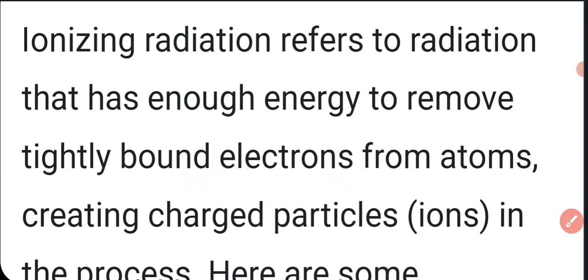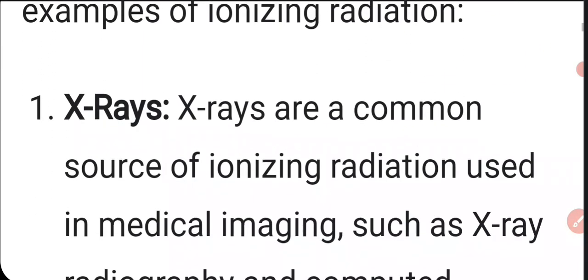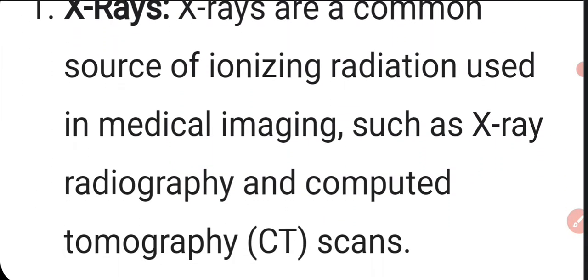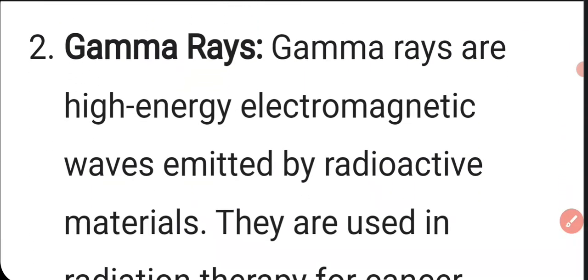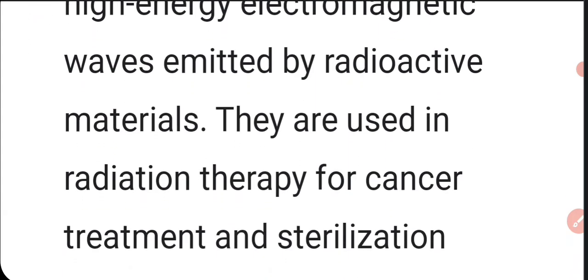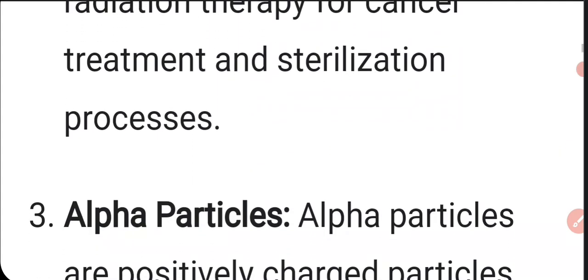In this video we will understand some examples of ionizing radiations, like X-rays. We utilize them for medical imaging, in X-ray radiography, CT scans. Then gamma rays. Gamma rays are highly energetic electromagnetic waves emitted by radioactive materials. They are used in radiation therapy for cancer treatment and different sterilization purposes. We utilize gamma rays for the sterilization process.